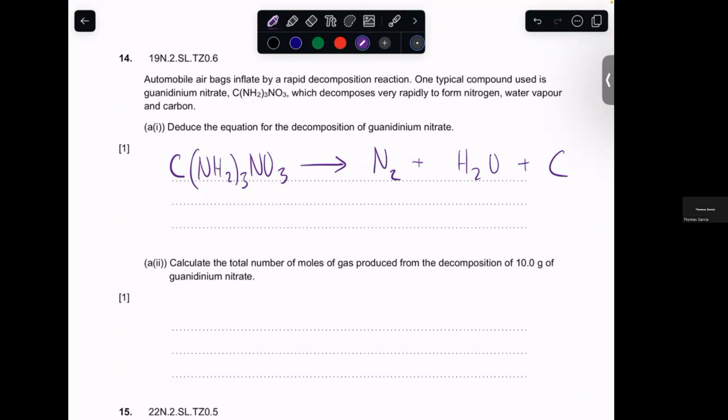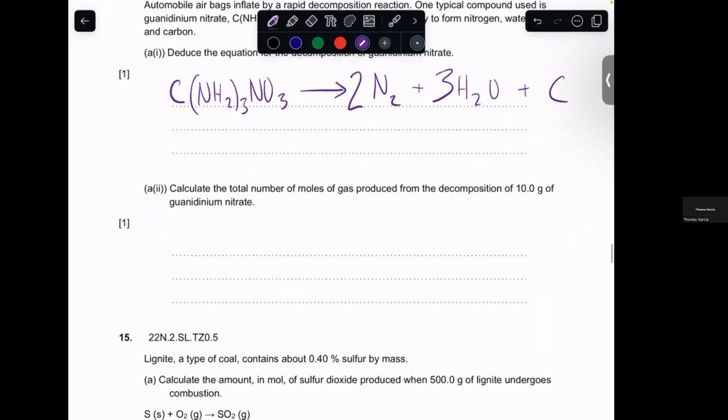And to balance this out, we have one nitrogen here plus 3 nitrogens. So that's a total of 4 nitrogen. So we need a 2. We notice that we have 2 times 3, 6 hydrogens. So we'll need a 3. And we only have 1 carbon, so we still only need 1 carbon. The oxygens will balance out. There it is.